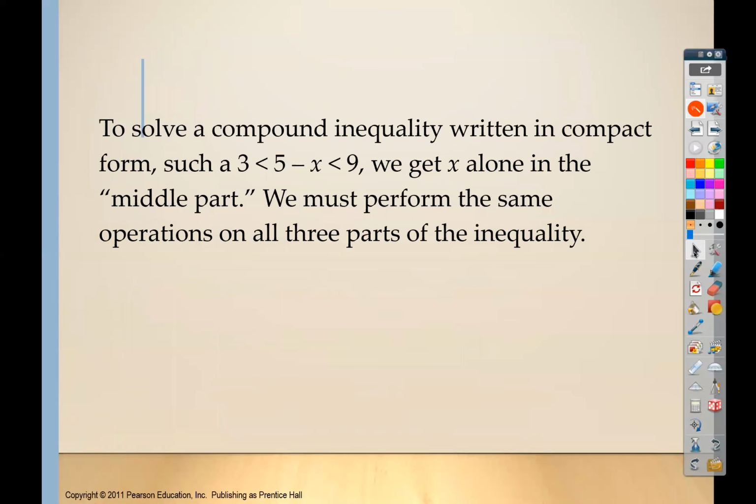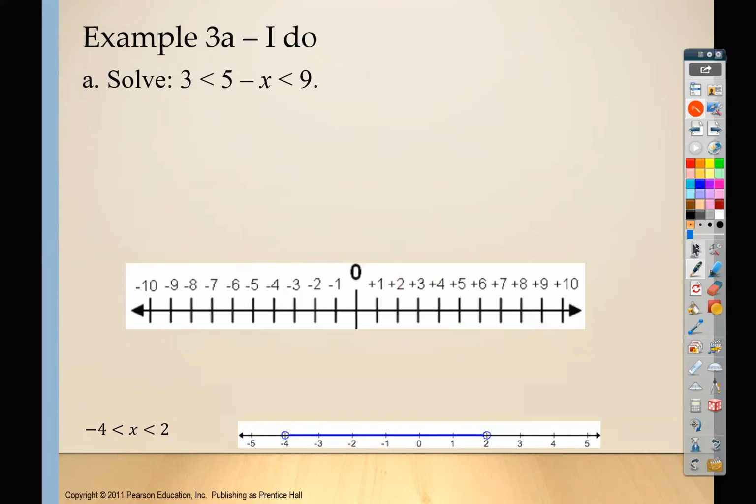To solve a compound inequality written in compact form, such as 3 < 5 - x < 9, we get x alone in the middle. We must perform the same operations on all three parts of the inequality. I call these all-in-ones. They're compact inequalities. We want to isolate the variable in the middle. You can do this two ways. You can either break it up like this and write "and."